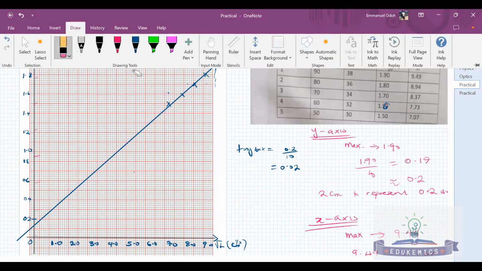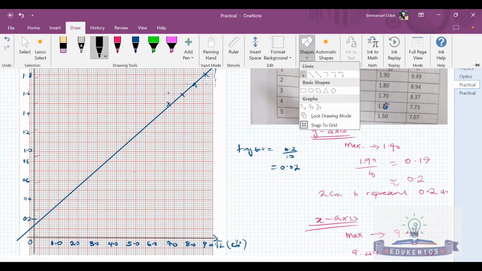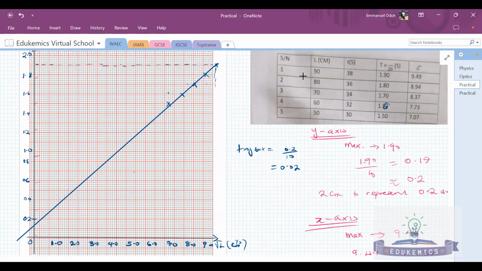Large triangle. So for me, I'm using this. Let me pick a point that's very easy to locate. Very easy point. Yeah, it's easy for me. Like this. A large one. Very easy, the place that is very easy.